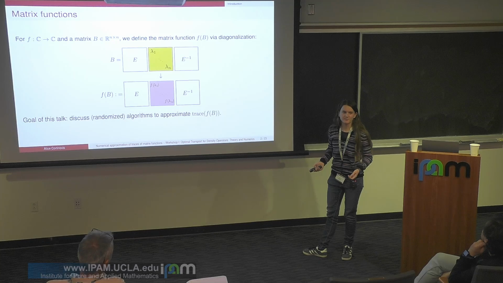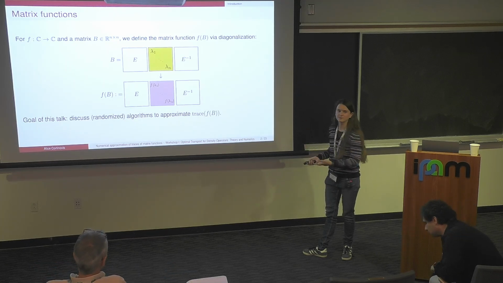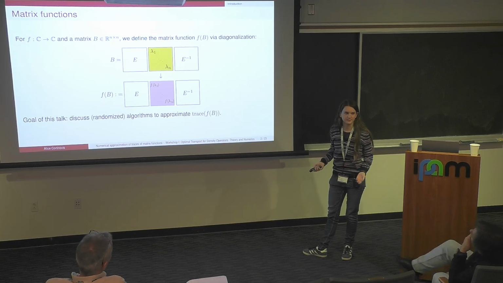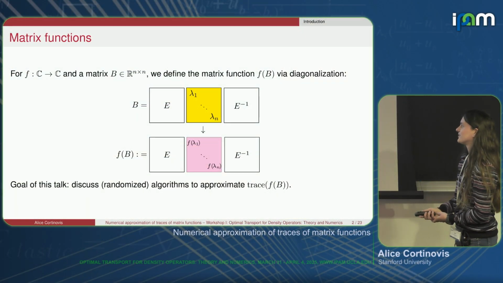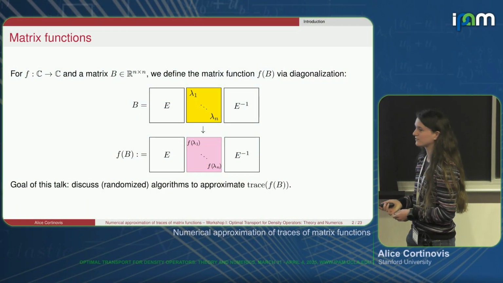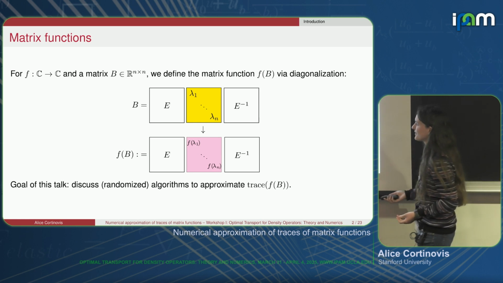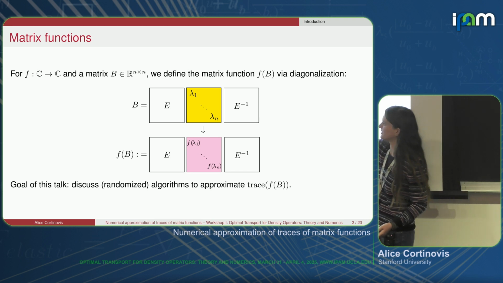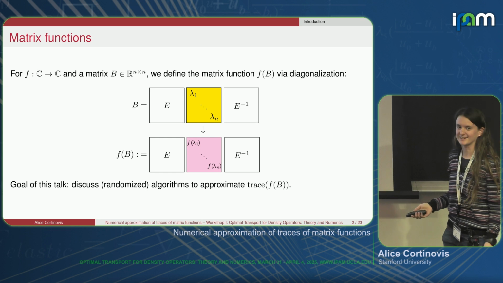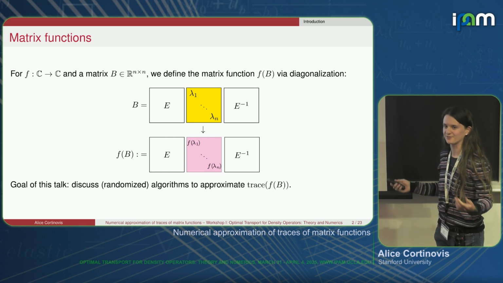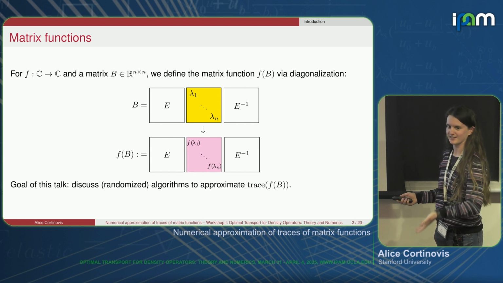Okay, so this is a definition, but the problem is if you would like to compute this, if you really want to use an eigendecomposition, that's pretty expensive to compute. And the goal of this talk is to discuss algorithms to approximate the trace of matrix functions. If you think about it, the trace of this is just a number, so you can hope for something a bit quicker than going through diagonalization, computing the whole matrix function, and then taking the trace.